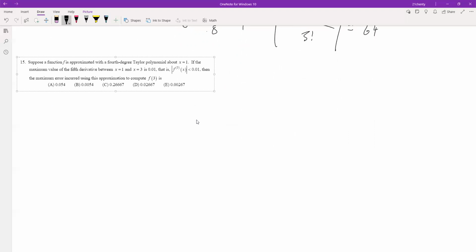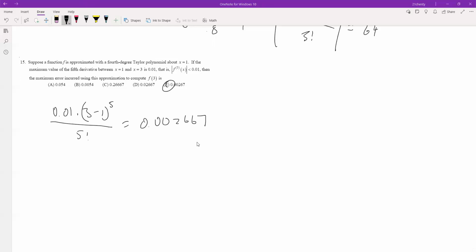So this is just the Lagrange problem. It gives us the maximum derivative value, which is 0.01. So we're just multiplying 0.01 times x minus a, so it's centered at 1, so 3 minus 1 to the 5th power over 5 factorial. And this equals, if you plug into a calculator, 0.0026667, so E.